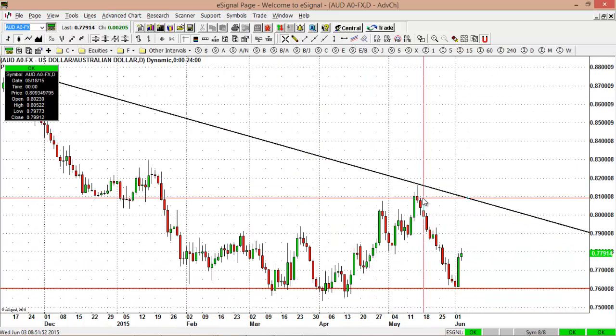Because what happens, and it's the same thing with the British pound and Australian dollar sometimes, is that the market approaches the previous low, bounces up, and then continues and then goes down. So that is definitely something you need to keep in mind.